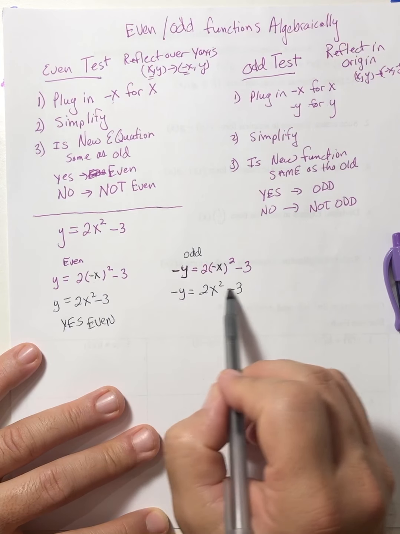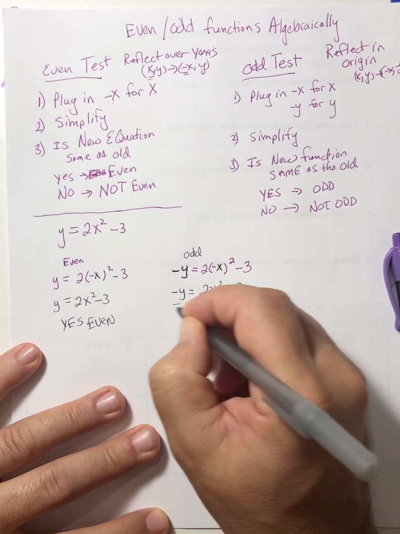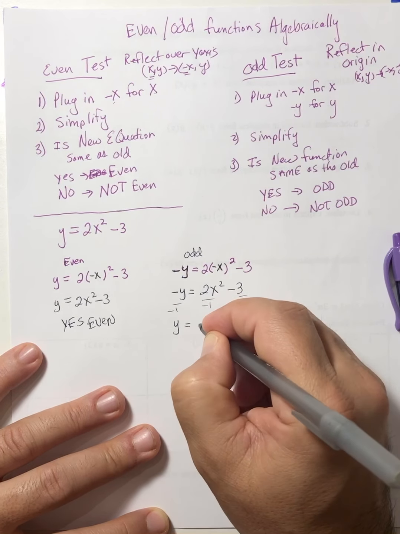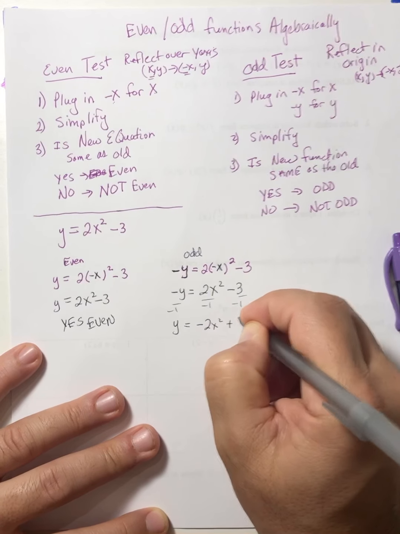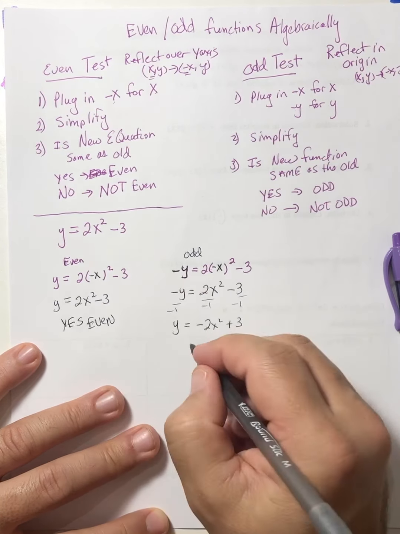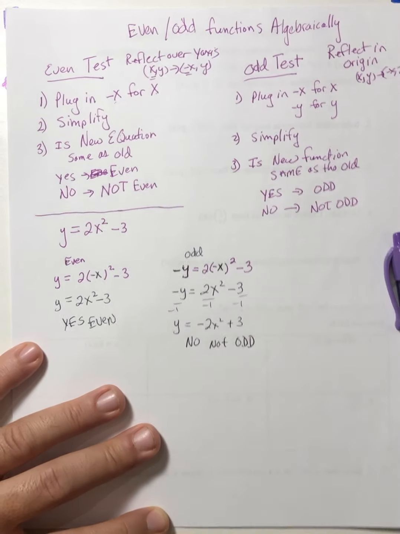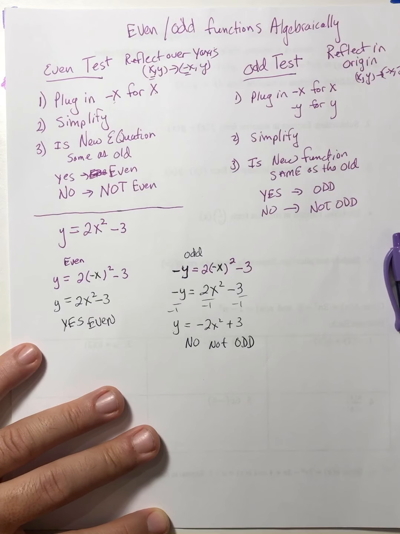Now we don't say negative y because there's no negative in front of that y. We have to divide everything by negative 1. So when I divide everything by negative 1, I get y equals negative 2x squared plus 3. Is this equation the same as the original? No, not odd. That's how you do your tests. Let's do some wacky ones.